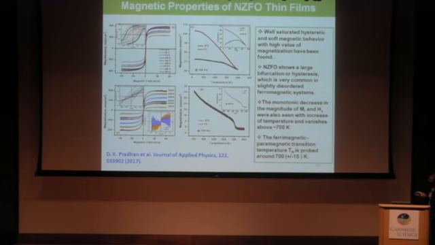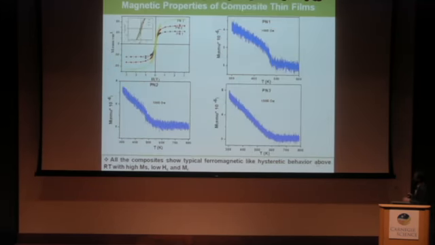And here, in the high temperature magnetization versus temperature curve, we found the magnetic transition. The ferromagnetic to paramagnetic transition is probed around 700 Kelvin. That's why we have included this nickel zinc iron oxide as the magnetic candidate in our composite structure. So these are the magnetic properties of the composite thin films.